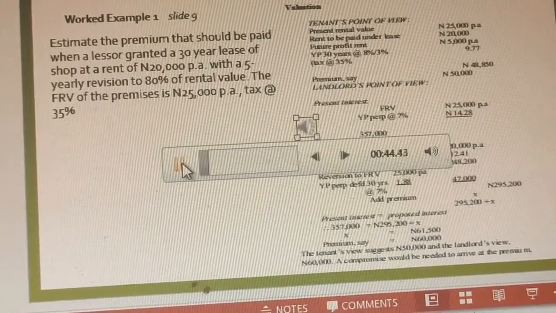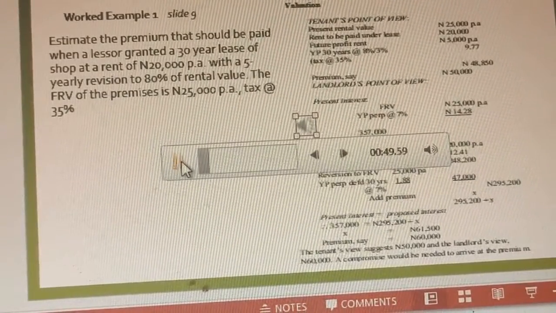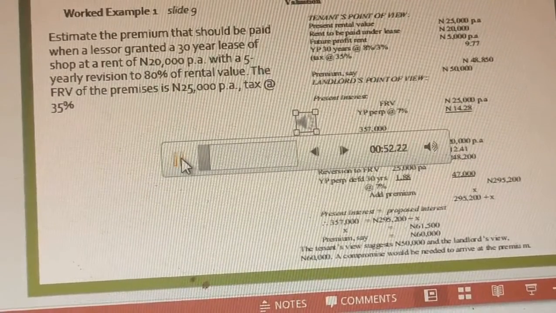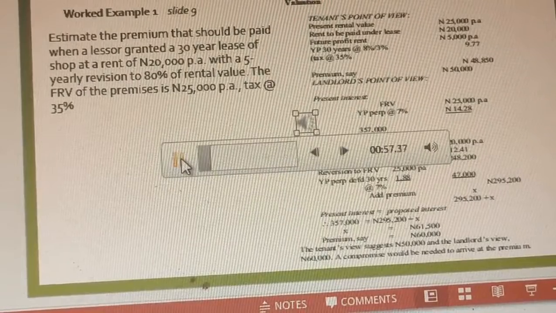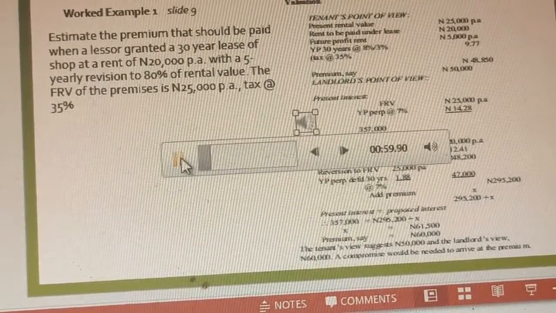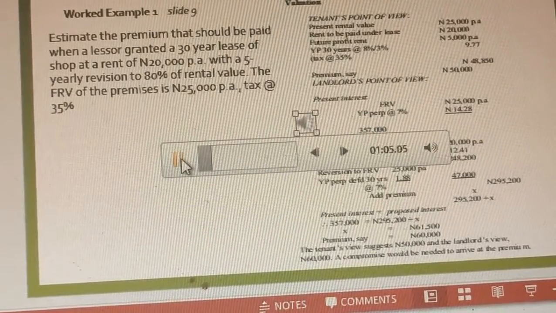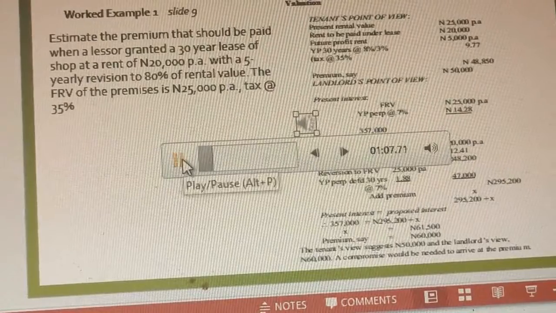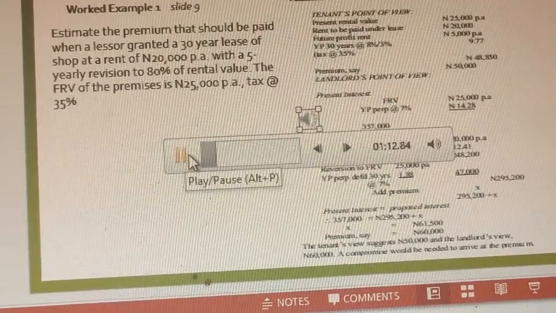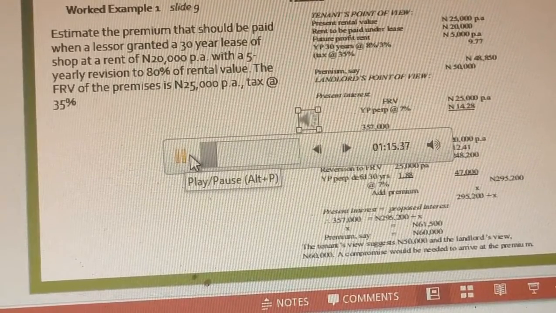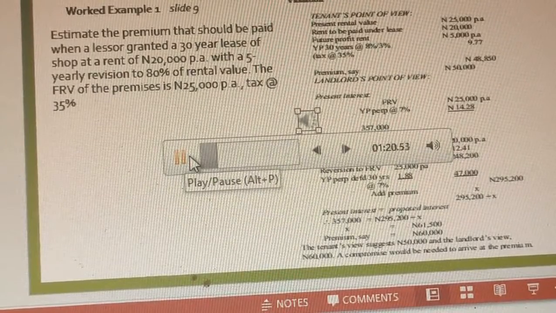This question suggests that we should estimate the premium that should be paid when a lessor grants a 30-year lease. It did not say the premium that the lessor is expecting or that the lessor should pay. It just said the premium that should be paid. So that presupposes that you have to value from the perspective of both the landlord and the tenant. That's the first thing you have to decide.